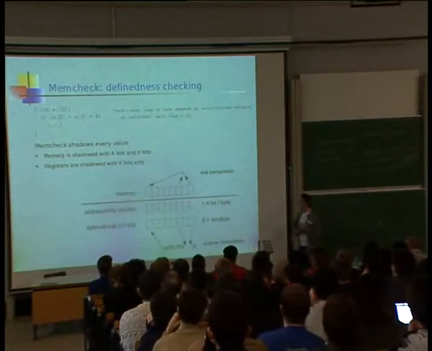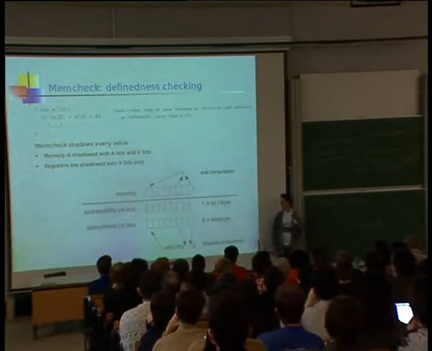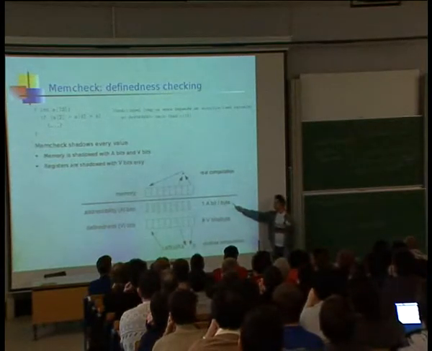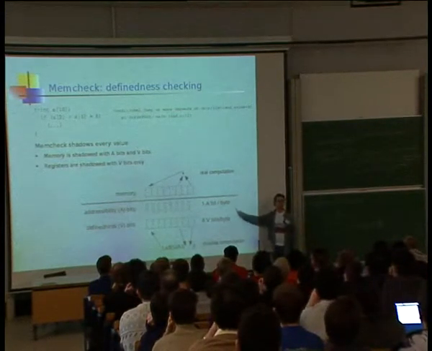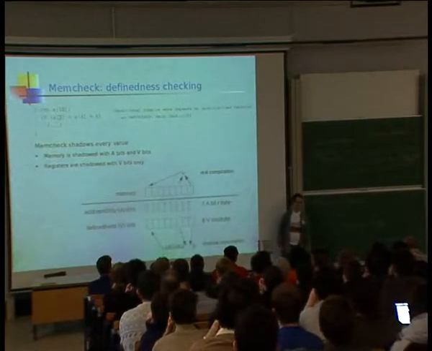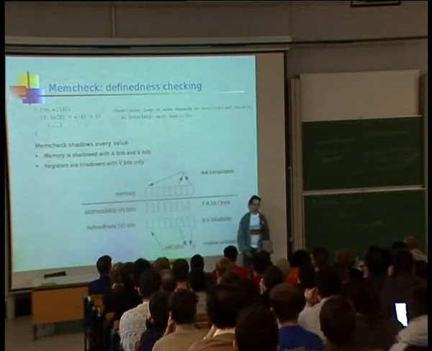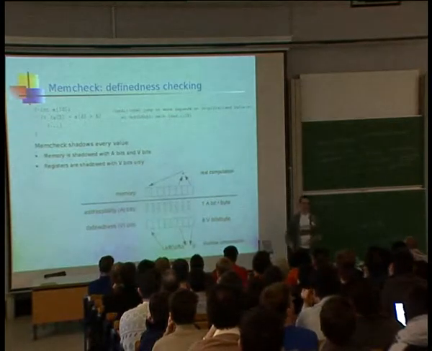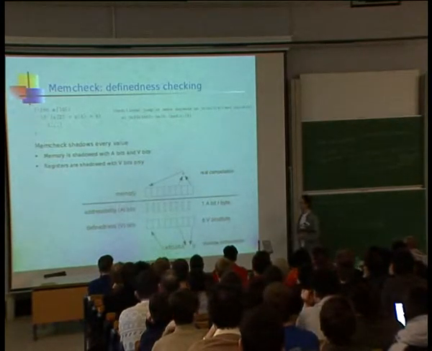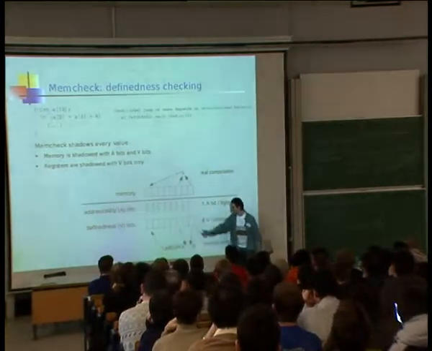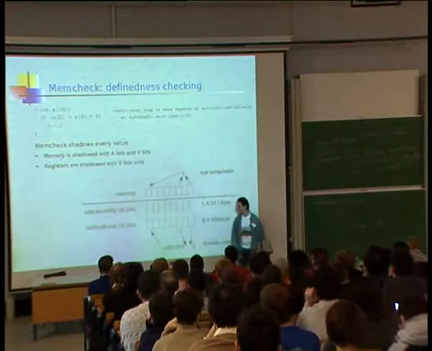In the background, where you can't see it, Memcheck is maintaining a couple of large bitmaps, one of which tells you which addresses in memory it's OK to look at and which are not. So these bits are used for the leak checking and for the addressability checking. It's also maintaining, for each original bit of data there, a corresponding bit of data here.